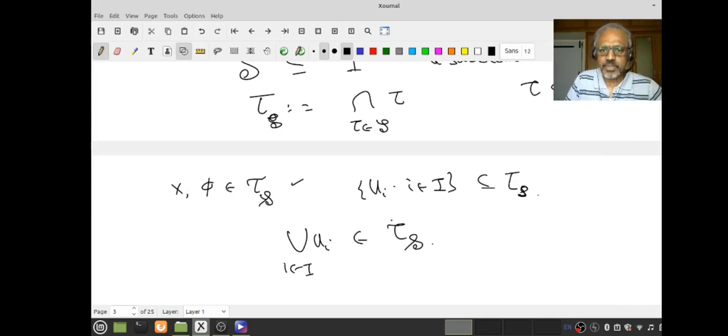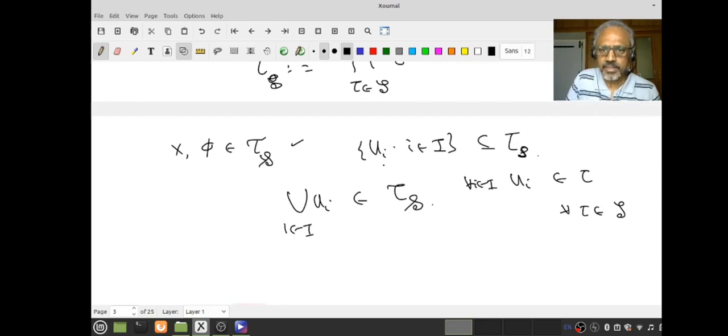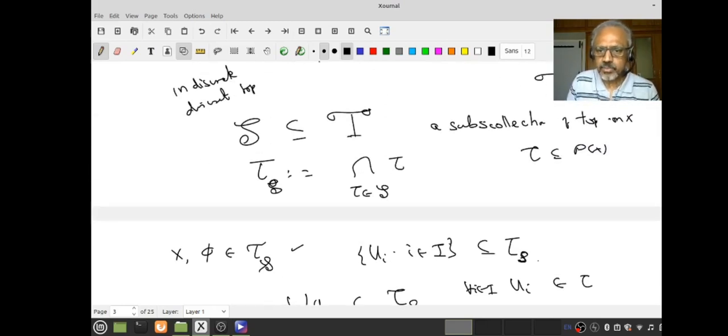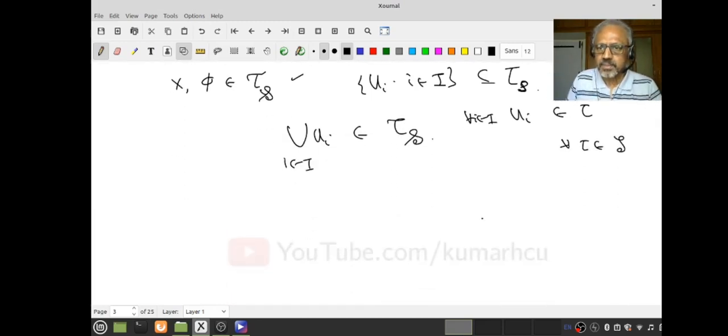If U_i is a sub-collection of tau_S, that means U_i belongs to tau for every i in I, and this is for every tau, the topology in S. Please pay attention. Don't get intimidated by the notation. Keep the idea clear. U_i is a sub-collection of tau_S, which means U_i must be elements of each and every tau, where tau is from S. You follow that?